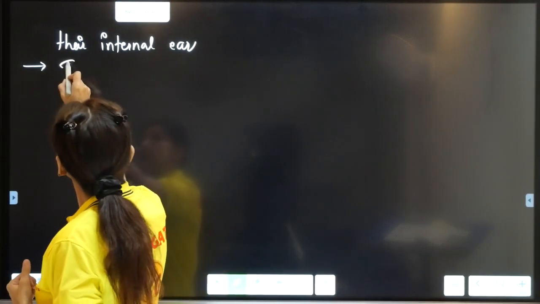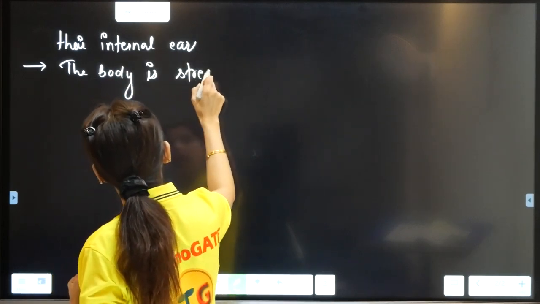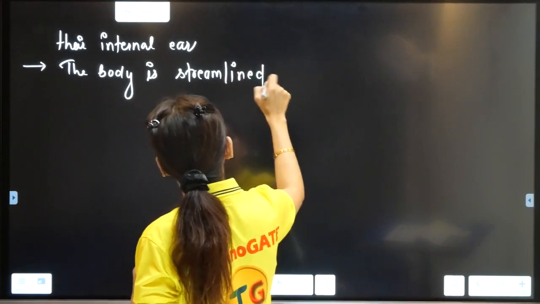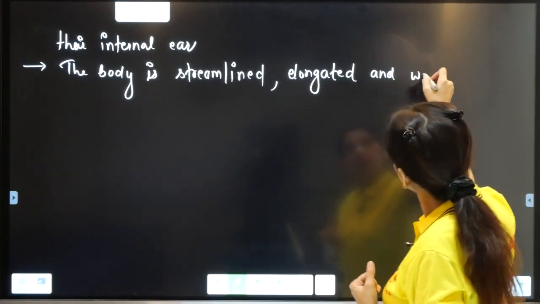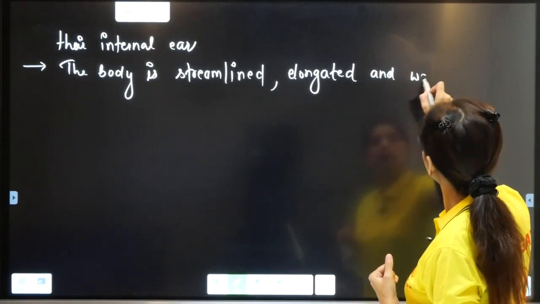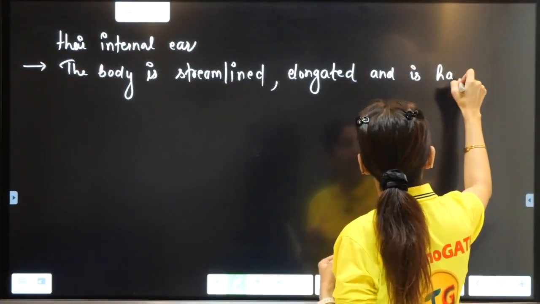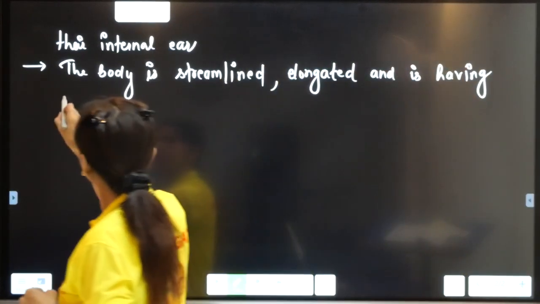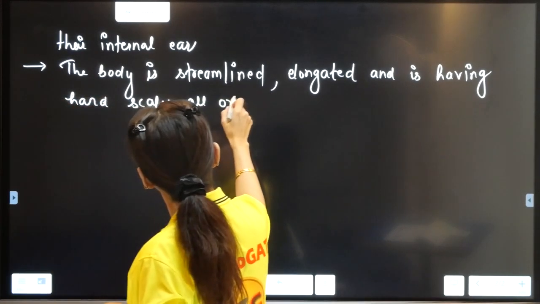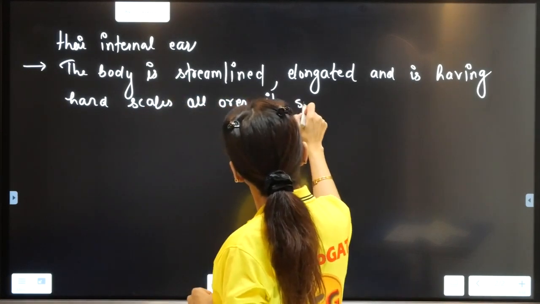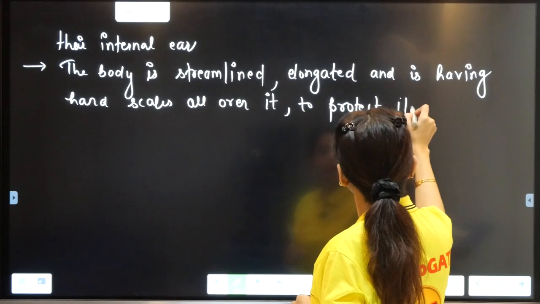Okay, so write down, the body is streamlined, elongated, and they had hard scales all over it to protect the organism.